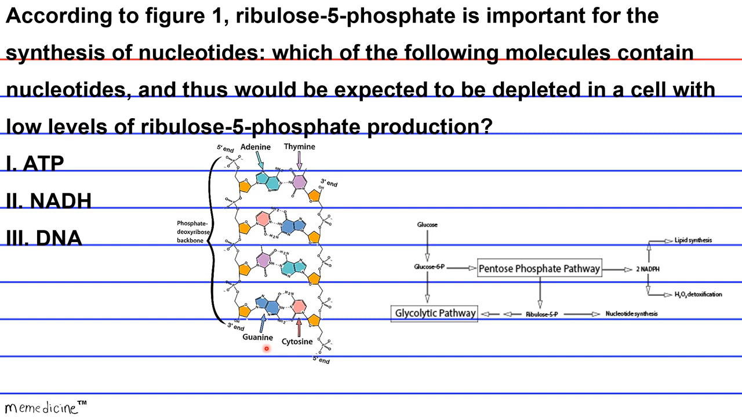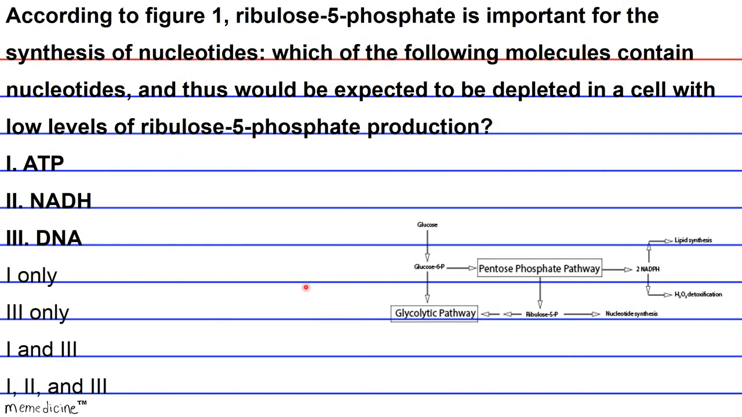So you decide, is it going to be A, 1 only, B, 3 only, C, 1 and 3, or D, 1, 2, and 3? You decide. I'll give you a moment to think. This should be really straightforward. All right.